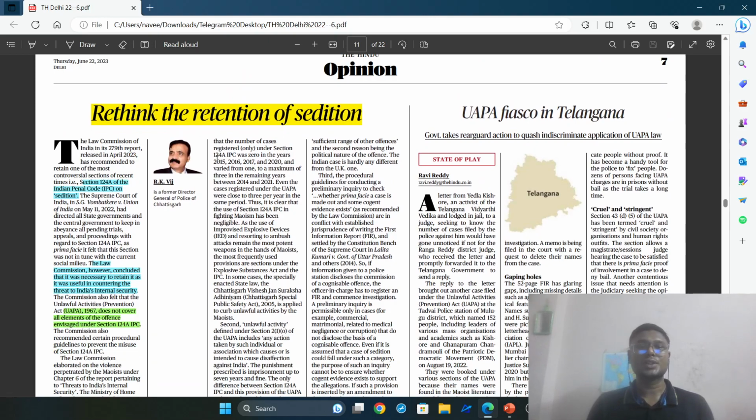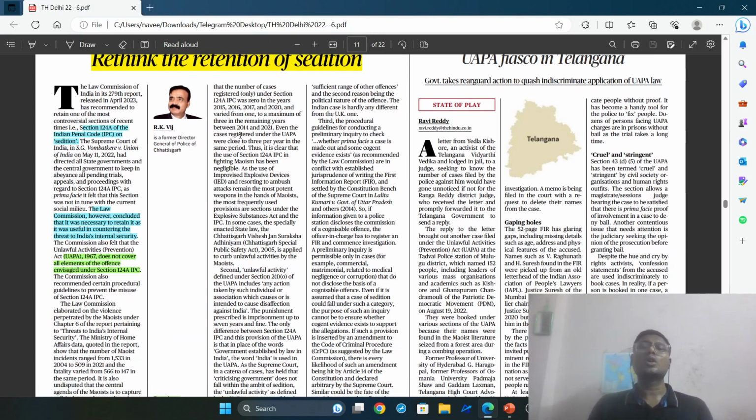Rethink the retention of sedition. I don't think this article is very important for our UPSC preparation. You just want to know the two provisions regarding this, which is Section 124A of the Indian Penal Code, which gives the definition for sedition. What is sedition?